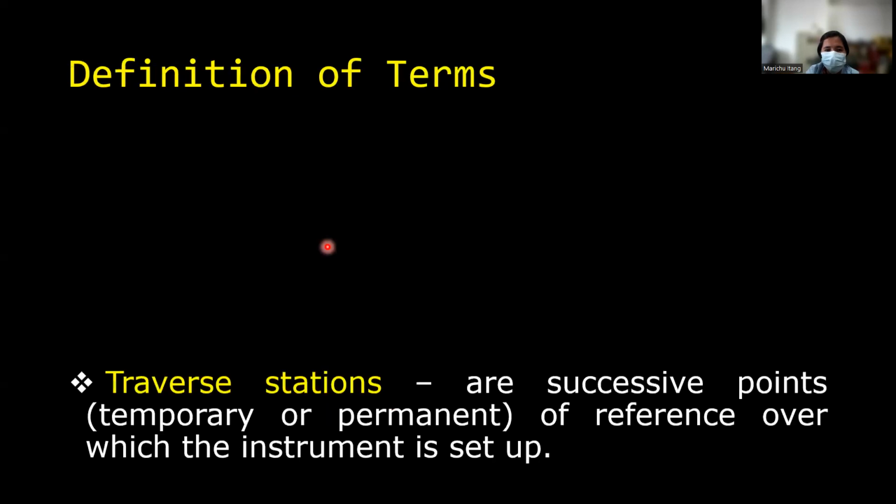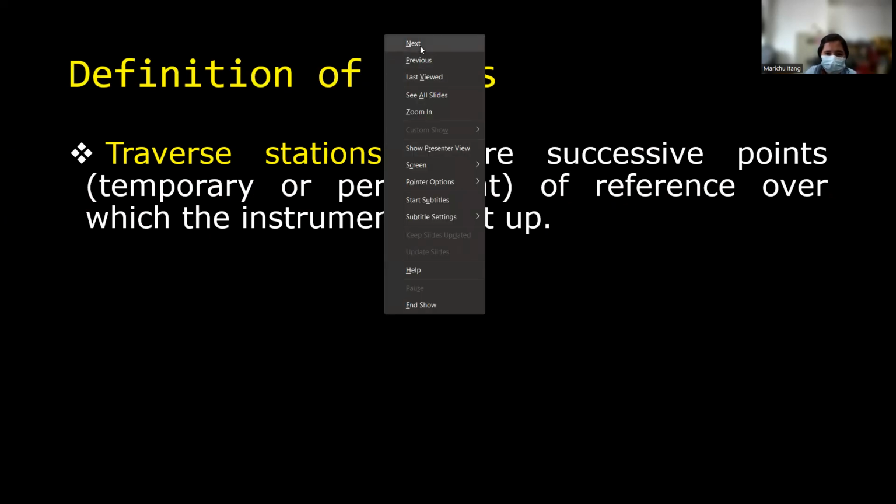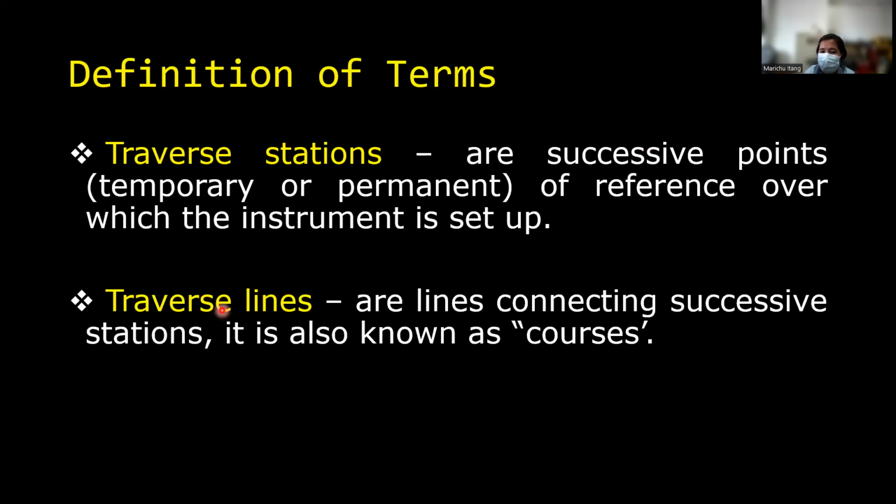So we have other terms here. We have the traverse station. These are successive points, temporary or permanent, of a reference over which the instrument is set up. Where we set up the instrument is what we call the traverse station. Another one is the traverse line. These are lines connecting successive stations. From one station to another, the line connecting those stations is called the traverse line, also known as the courses.